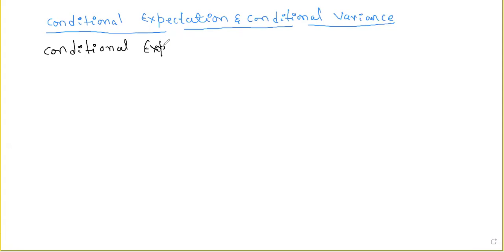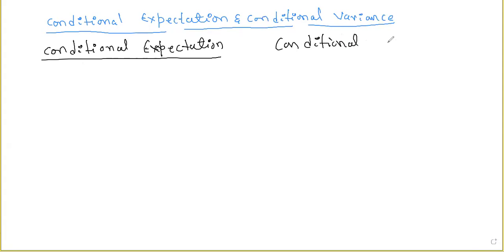conditional expectation. Then we go for conditional variance, right? So here conditional expectation is the expected value of a random variable y, or any random variable, given that another variable x is known, right?